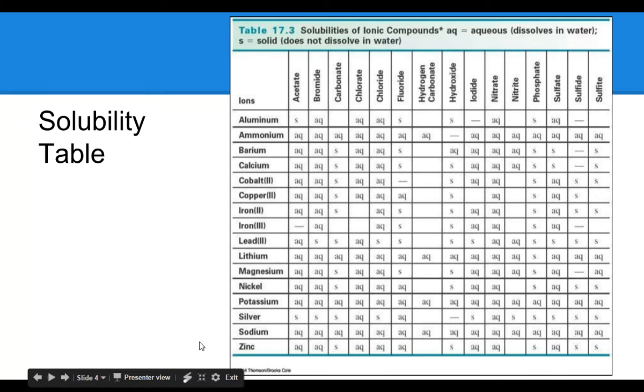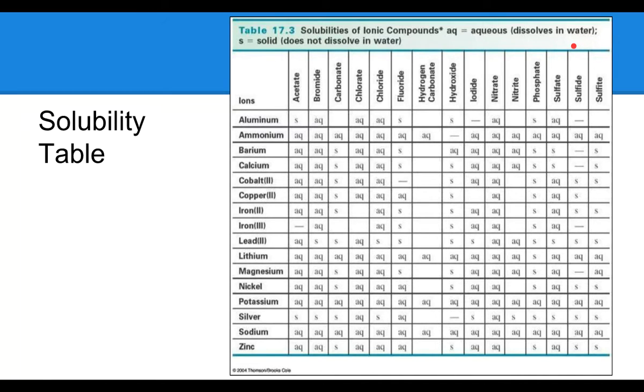So, for example, if you have aluminum acetate, here's your positive ions, here are your negative ions. So aluminum acetate, you just find the grid, and that has an S. So S stands for solid, so aluminum acetate does not dissolve in water. However, right beside it, you have aluminum bromide. If you put that compound in water, it says AQ. AQ stands for aqueous, so that means it dissolves in water.